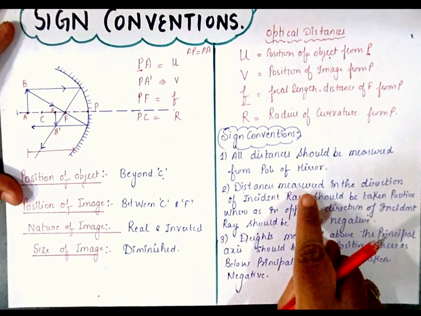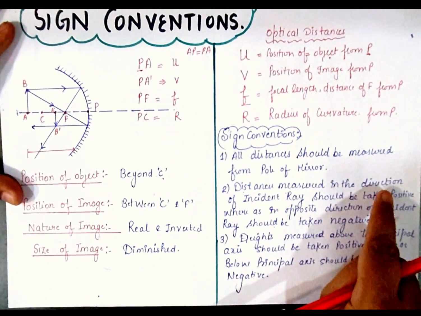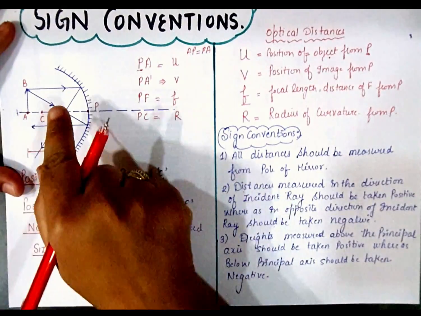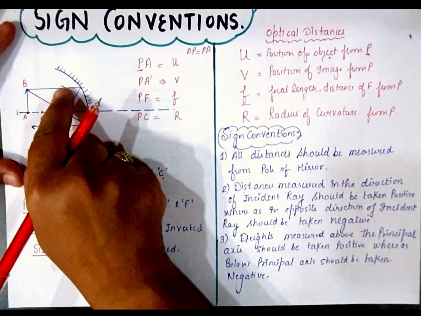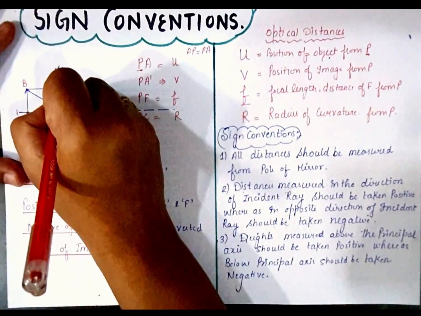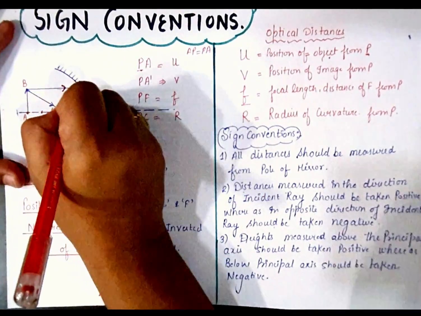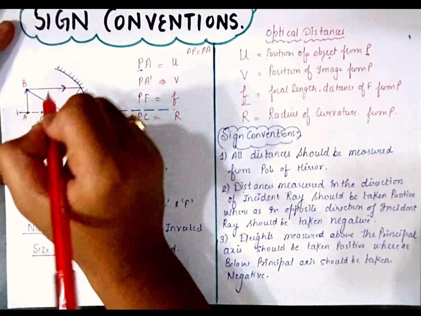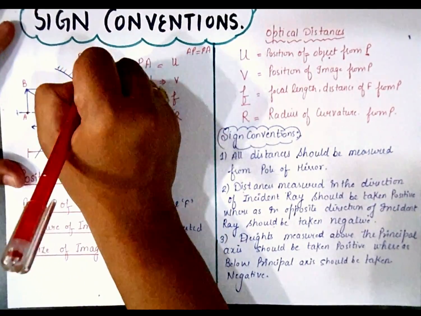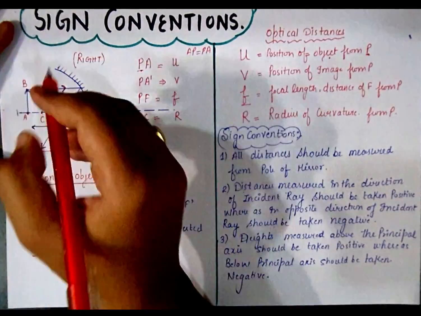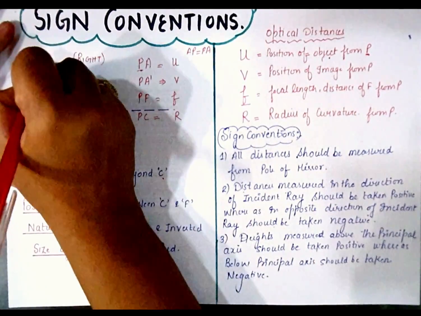So distances measured in the direction of incident ray. So students, first have a look at this ray diagram and identify the direction of the incident ray. You can easily see that the incident ray is going in this direction, right? So let me write here, it is in the right direction. So this is the direction of incident ray.